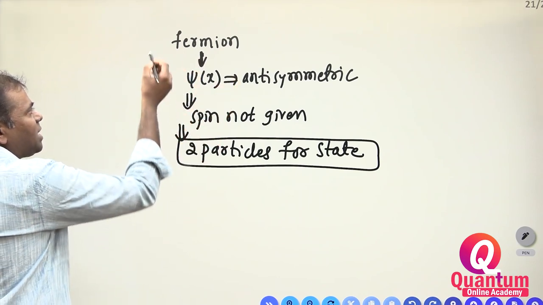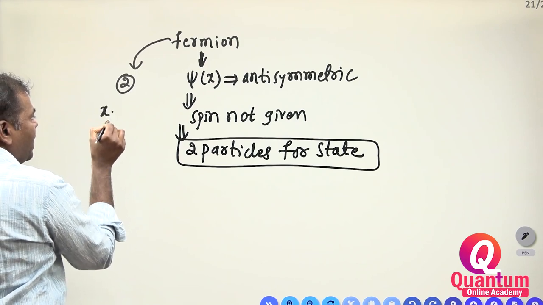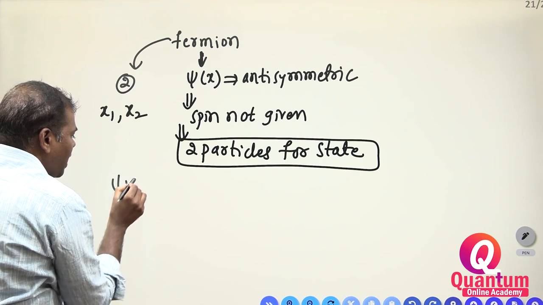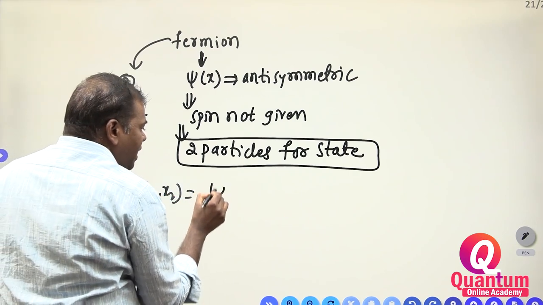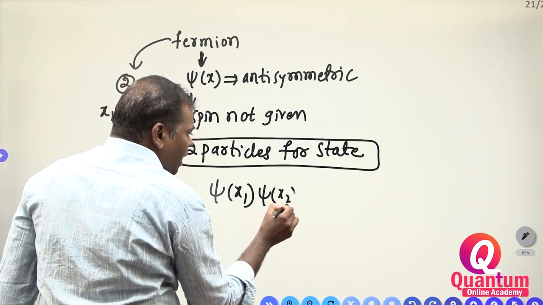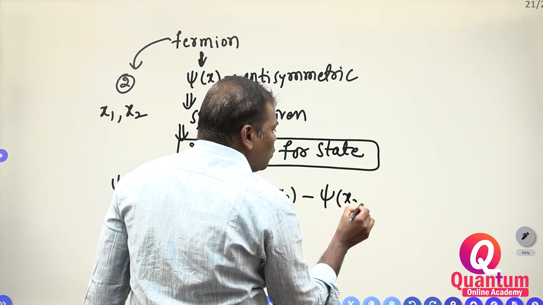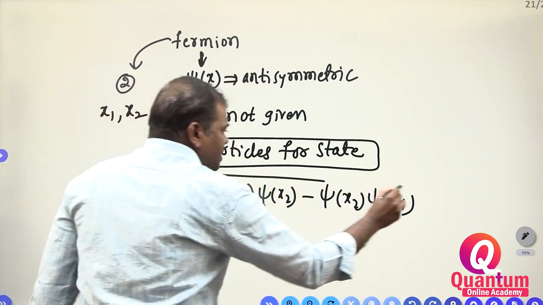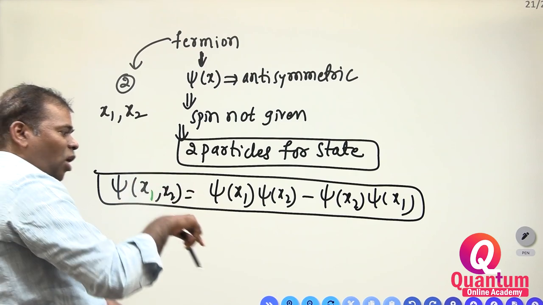Now, how many particles are there? Two particles, they are non-interacting particles. One particle is x1, another particle is x2. How we have to write? Psi of x1, x2 is equal to psi of x1, first particle, and for the second particle you write psi of x2, minus psi of x2 into psi of x1. This is an anti-symmetric wave function. If the function is like that, then that answer is correct.